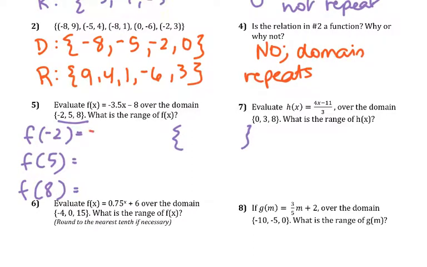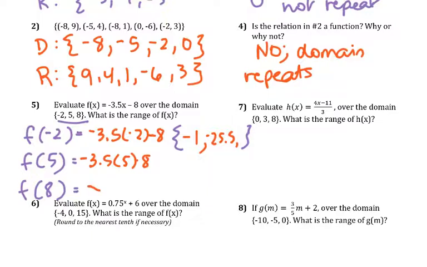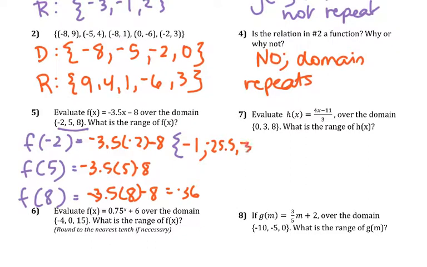So f of -2, we're going to have -3.5 times -2 minus 8. And so you're going to evaluate that. So that's going to be 7 minus 8, which is -1. The next one, f of 5, we're going to have -3.5 times 5 minus 8. And when you evaluate that, it's -25.5. And then f of 8, -3.5 times 8 minus 8, and that's -36. So -36 is going to be the last number in my range. And so this is my answer right there. That's the answer to number 5.